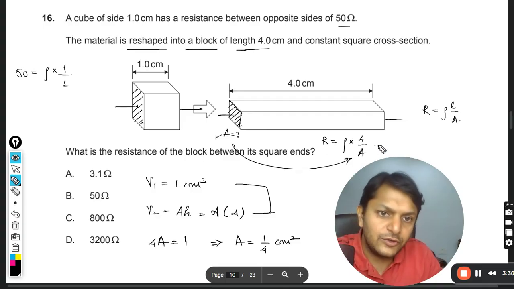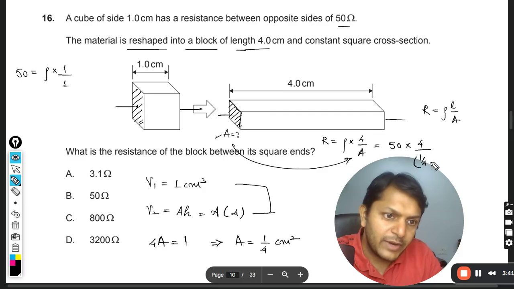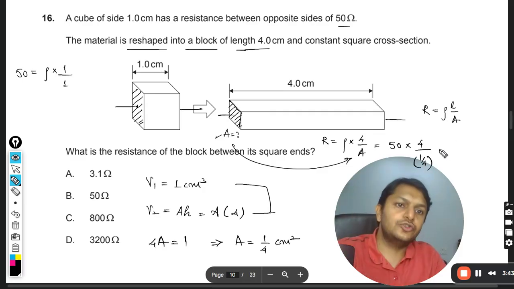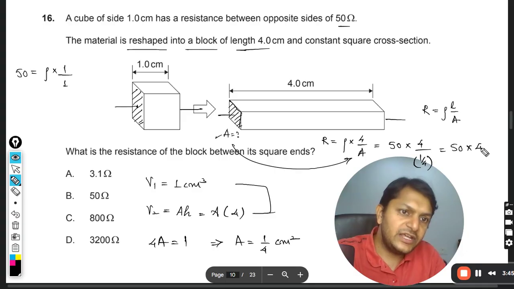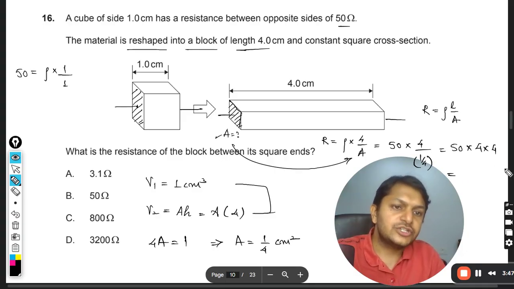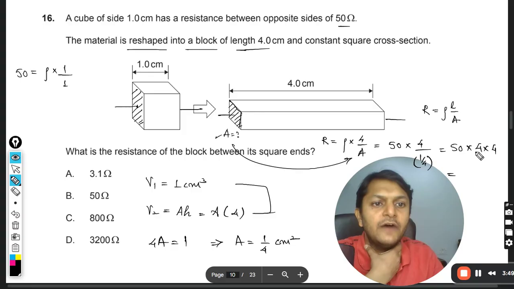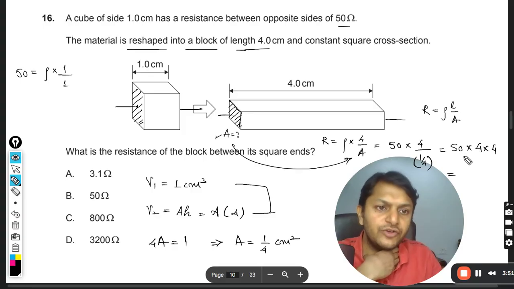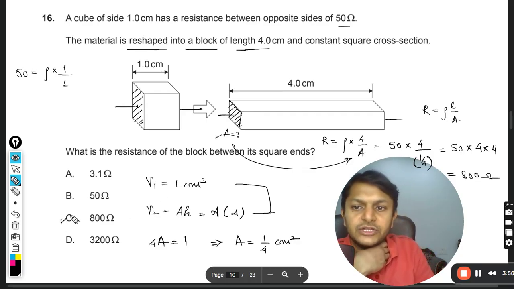I just substitute the value here, 50 into 4, over 1 by 4. So this 4 will go into the numerator. It will be 50 into 4 into 4. 5 fours are 20, so 200. 200 into 4 is 800 ohm. So the answer will be C in this case, 800 ohm.